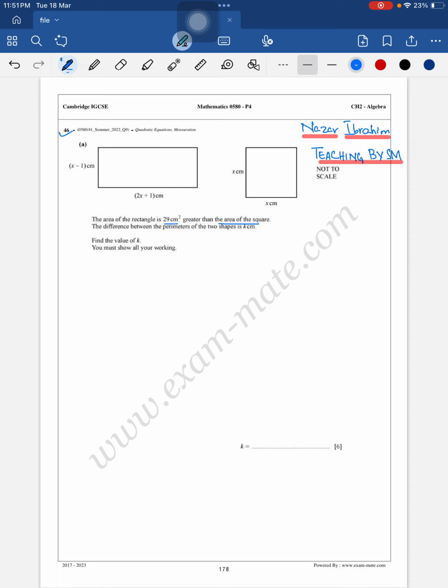So it means that (x minus 1) into (2x plus 1), that is the area of the rectangle, is equal to the area of the square, that is x square, plus 29, right? Since the question says the area of the rectangle is 29 centimeters square, greater than the area of the square. Okay, so the difference between the perimeters of the two shapes is k.